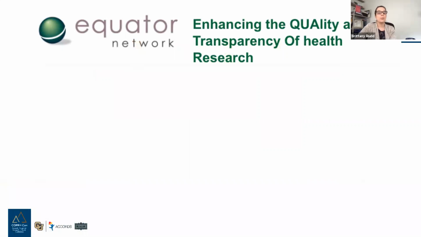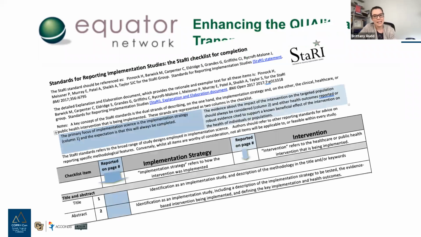So when you think about reporting, one thing that might come to mind is the Equator Network, which houses manuscript reporting guidelines. In terms of existing guidelines, the gold standard for specifying implementation strategies is the Standards for Reporting Implementation Studies, or StaRI. StaRI was designed for reporting implementation research.